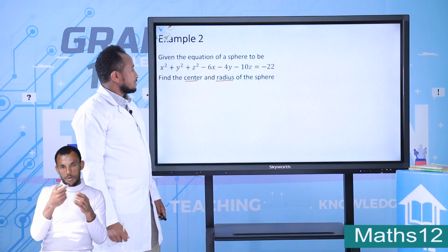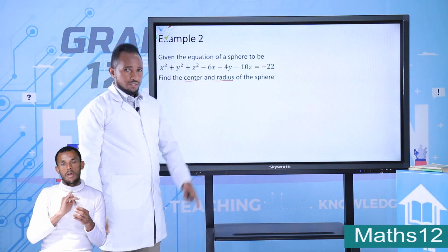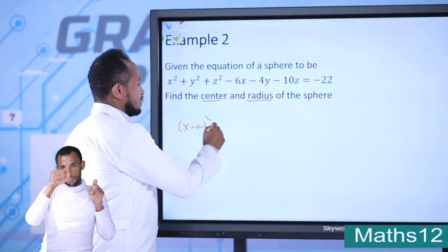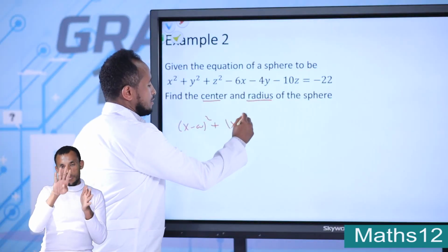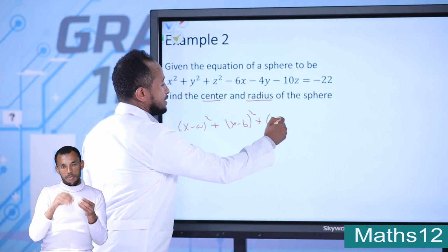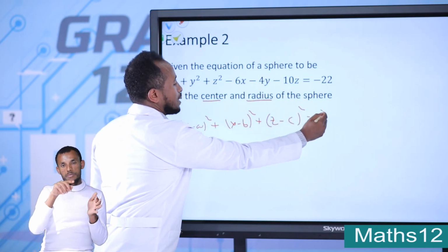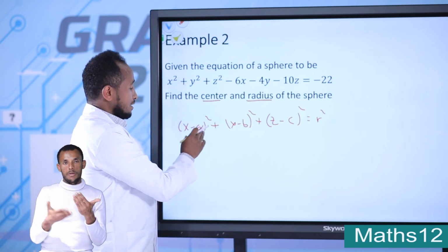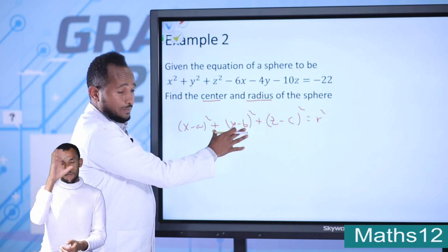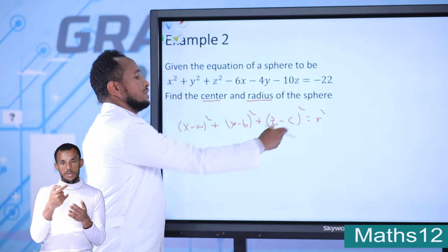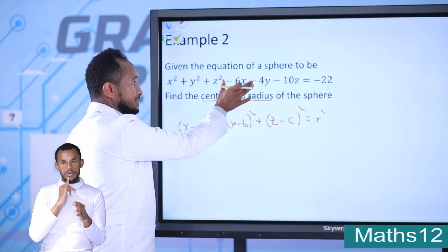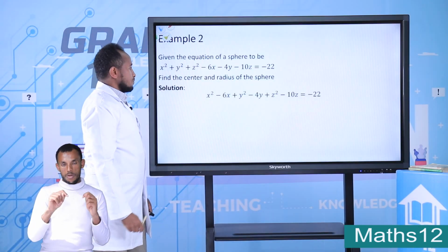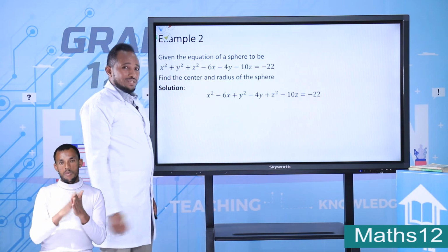To find that, I need to write this in this form: (x minus a) the whole squared plus (y minus b) the whole squared plus (z minus c) the whole squared is equal to r squared. If you write it in this form, you can find the center easily: a, b, c is the center, and r will be the radius. So I need to write this in this form. To do that, we need to apply the completing square method.